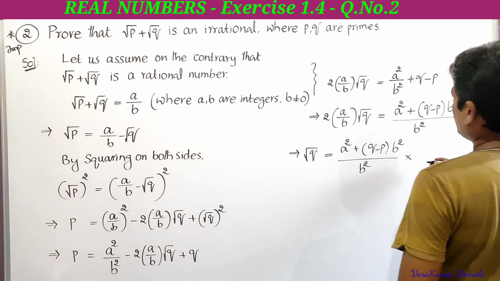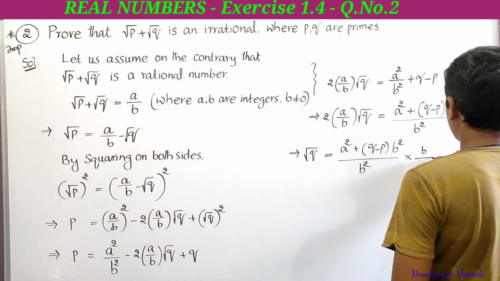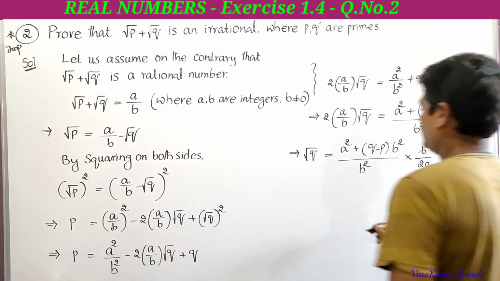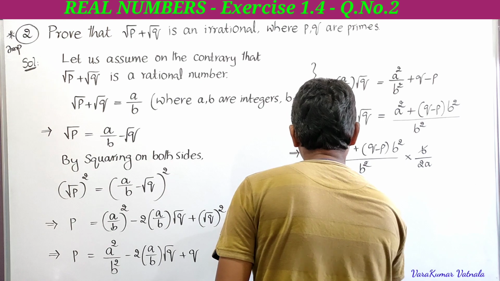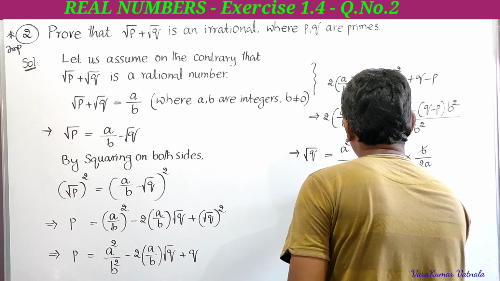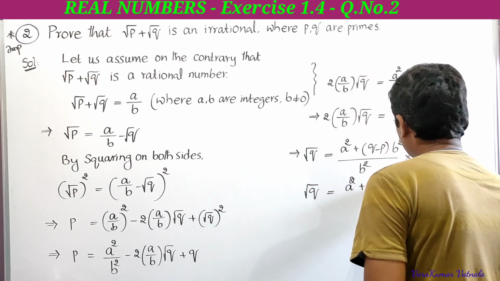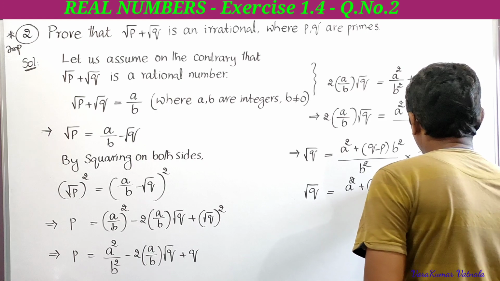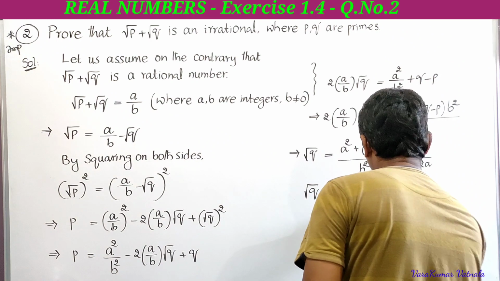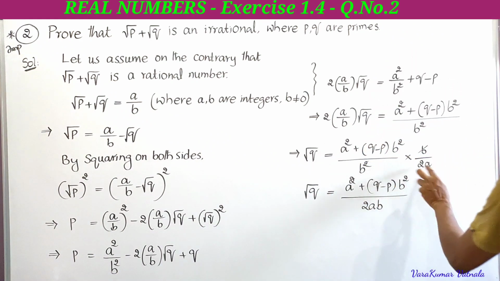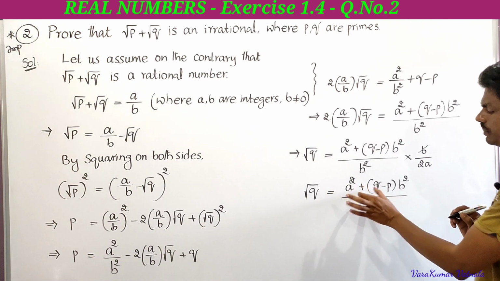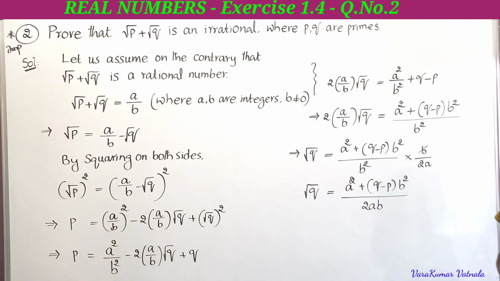so this 2 into a by b becomes b by 2a. It becomes b by 2a. So here b and b square gets cancelled. Finally we can get root q is equal to a square plus q minus p into b square divided by 2a into b, 2ab. So now see here, root q is equal to a square plus q minus p into b square divided by 2ab.